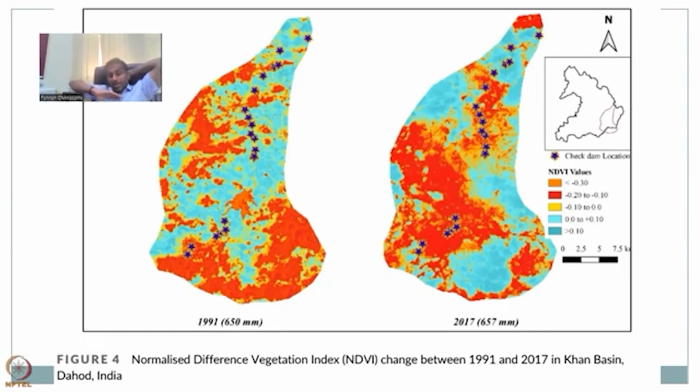And now you can see a spatial distribution of the location of the check dams. These are the locations of the check dams in one of the sub-basins, which is Khan Basin. And you can see how the color changes from negative values, which are red and yellow, to blue.